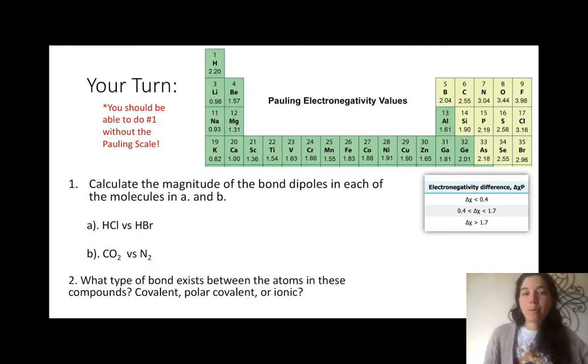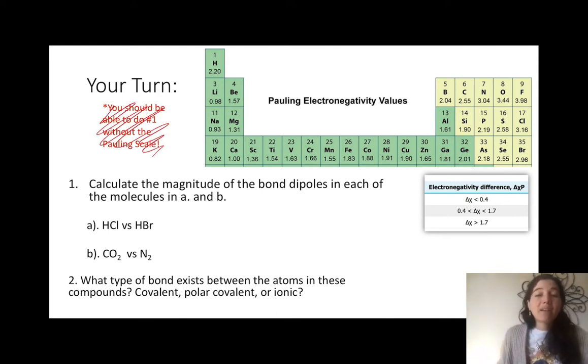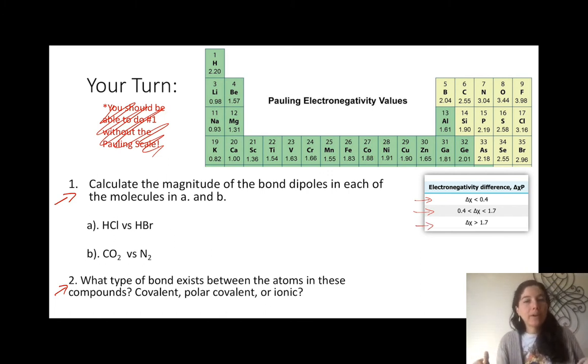Okay, so try one more problem. I'm going to ask you, sorry, this was left over from last time, to calculate the magnitude of the bond dipoles for each of these compounds that you just examined. So we could tell which one was bigger than the other, but now we're going to actually put a number to quantify the difference between the bond dipoles. So you'll do that for part 1, and then for part 2, you're going to find out what kind of bonds these actually share. Is it what we call a covalent bond, a polar covalent bond, or an ionic bond? What can we classify these compounds as, and how are their electrons shared?